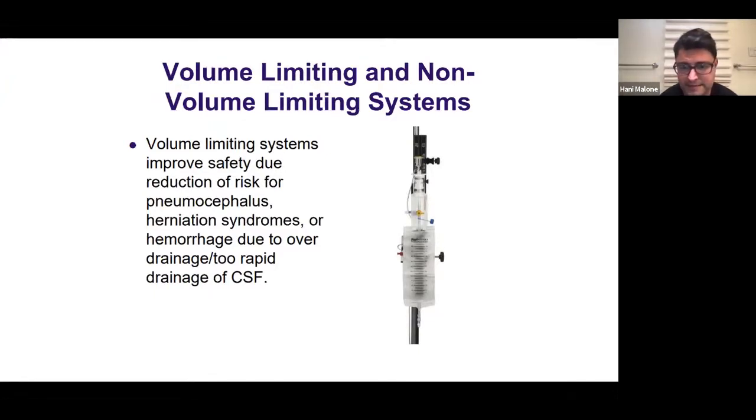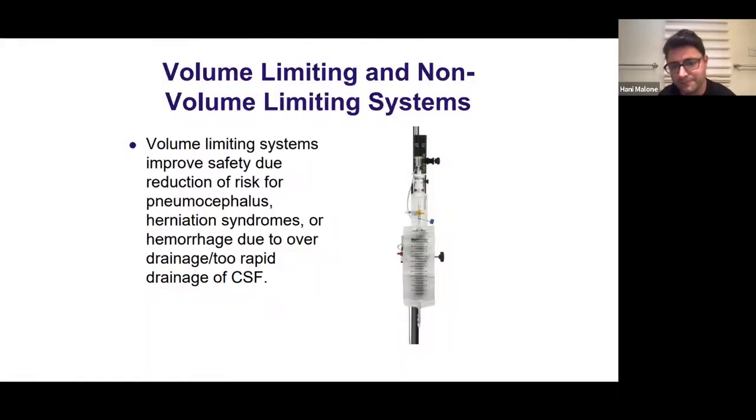Integra made this collection system shown on the right, which has this little limited chamber. You can't collect more than 20 cc's of CSF, or it won't pull any more fluid. So that protects against getting a subdural, and you can have it just wide open.